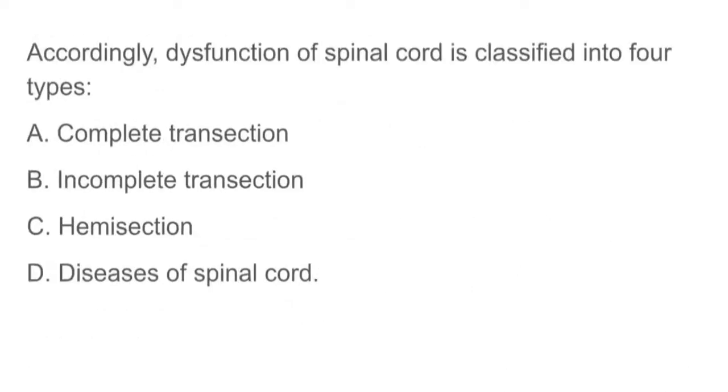Accordingly, dysfunction of spinal cord is classified into four types, that is complete transection, incomplete transection, hemisection, and disease of spinal cord. So it is all about spinal cord.